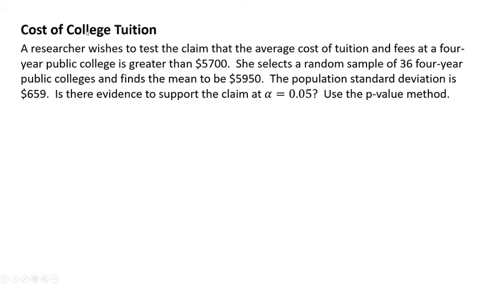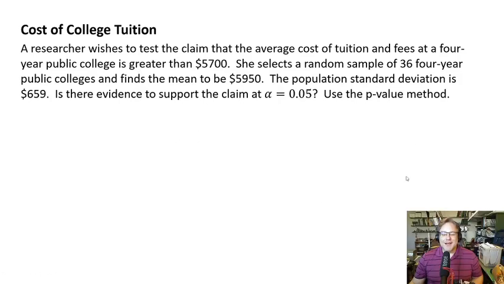Cost of college tuition. A researcher wishes to test the claim that the average cost of tuition and fees at a four-year public college is greater than $5,700. Boy, we wish. That would be really nice, wouldn't it? She selects a random sample of 36 four-year public colleges and finds the mean to be 5,950, which is above 5,700. We'll see if it's significantly above 5,700. The population standard deviation is $659. Is there evidence to support the claim at an alpha level of 0.05?